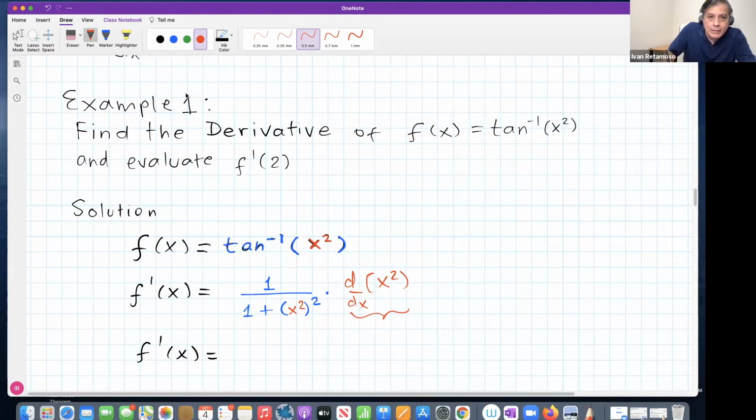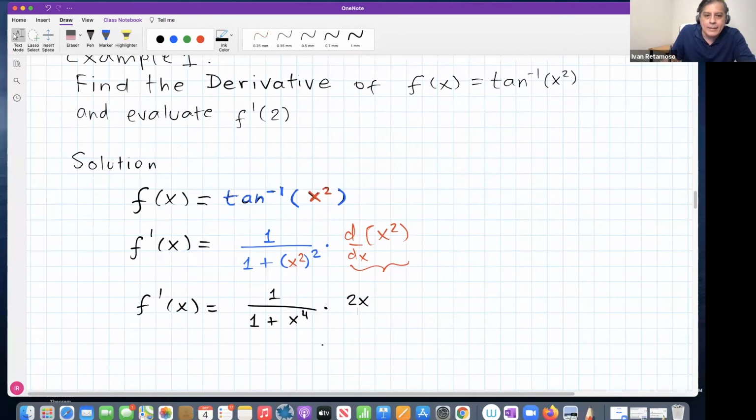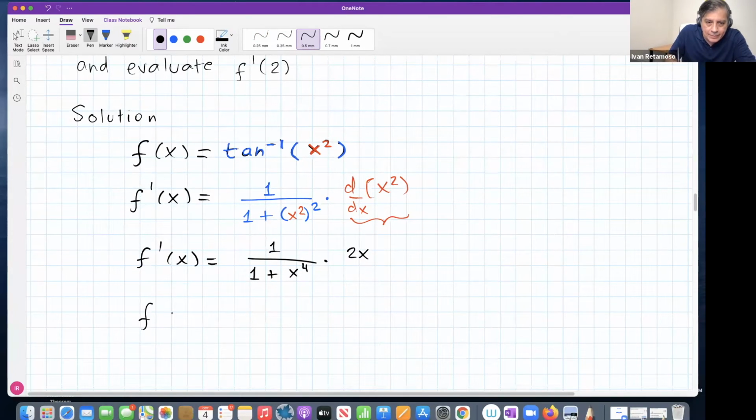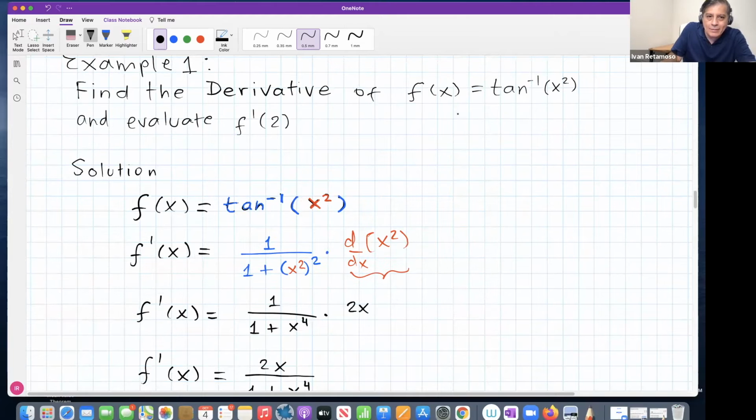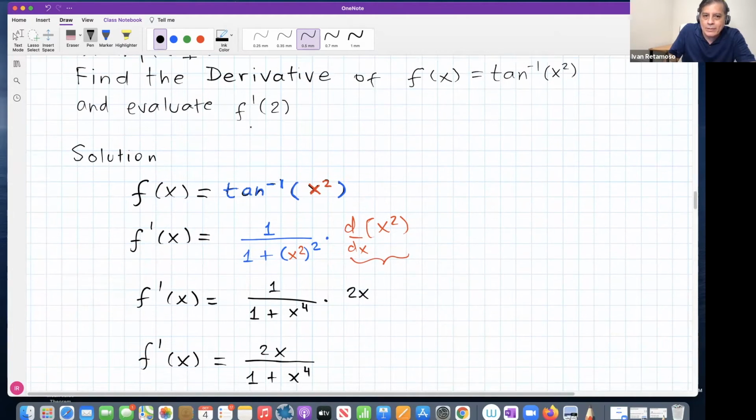Twice x. So we are finally going to have 1 over (1 plus x squared) squared. Remember, you multiply the exponents, 2 times 2, 4, times this derivative, twice x, right? Now, twice x times 1 is twice x, or 2x, over 1 plus x to the 4th power. This is it.